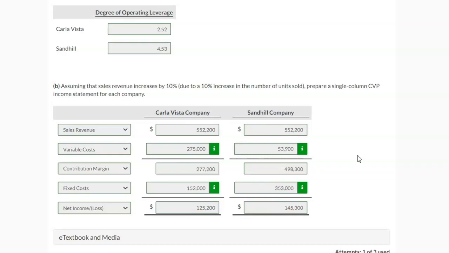Does everybody understand? Is it a straight multiplier, like 1.252 and 1.453? Or is it because there is a 10% increase, so that 10% also factors into the net income?